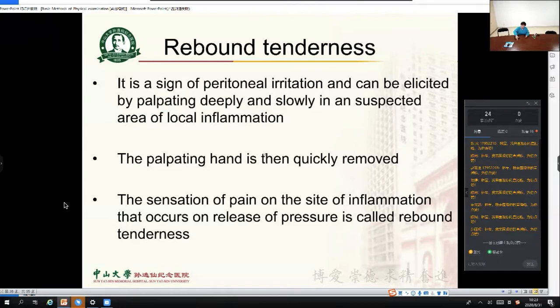Deep palpation to identify appendicitis: palpate, and then quickly remove your hand, and the patient will show very severe pain. This is what we call rebound tenderness.